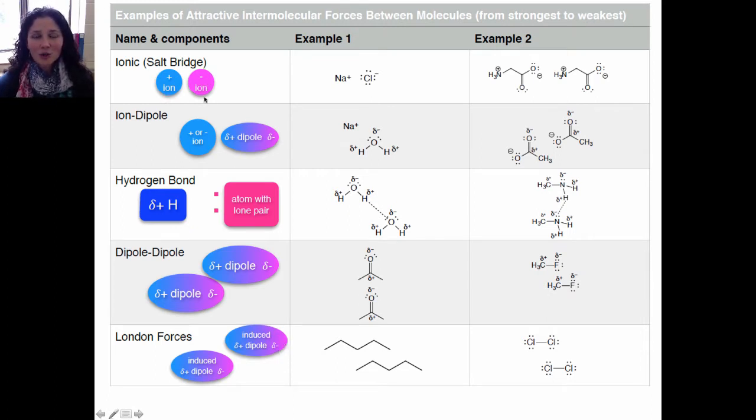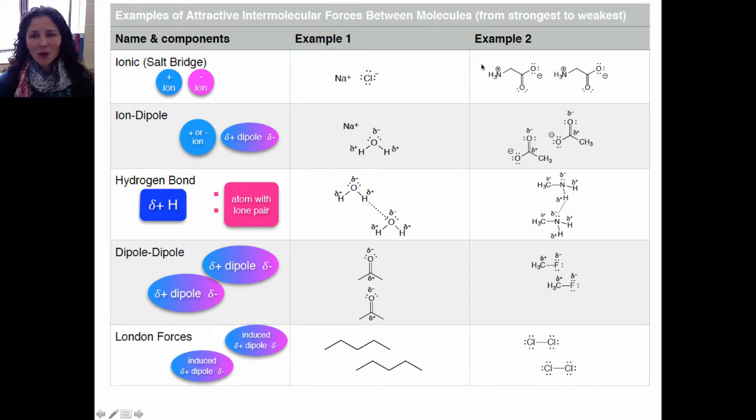Ionic forces are the strongest force between 2 molecules, or between 2 ions, really. It's always between an ion that has a full positive charge and an ion that has a full negative charge. In my first example, I'm showing a positive sodium ion attracted to a negative chloride ion. These 2 things are separate ions, and the sodium, having a positive charge, is attracted to the chlorine with a negative charge. Here's another example.